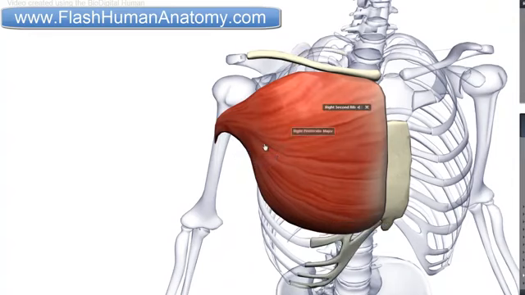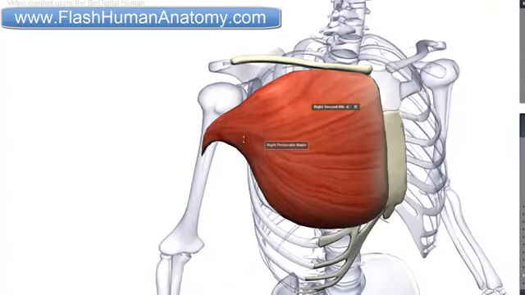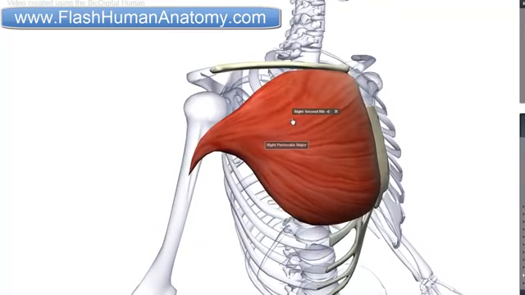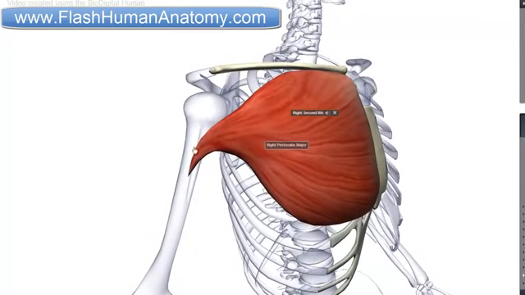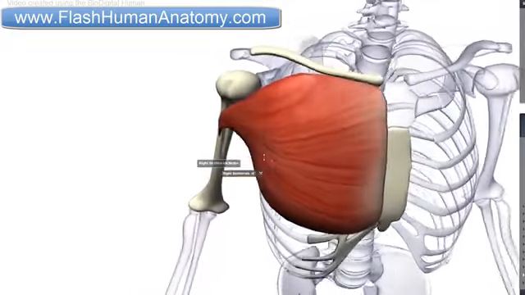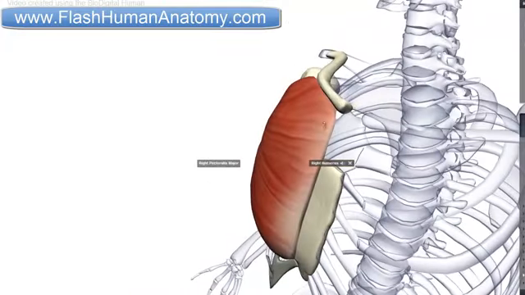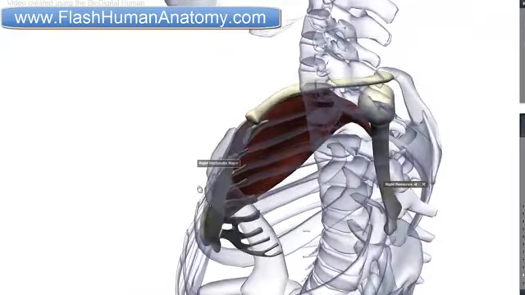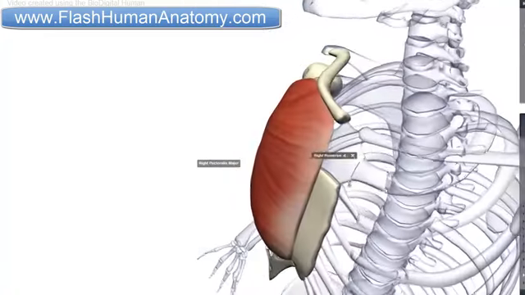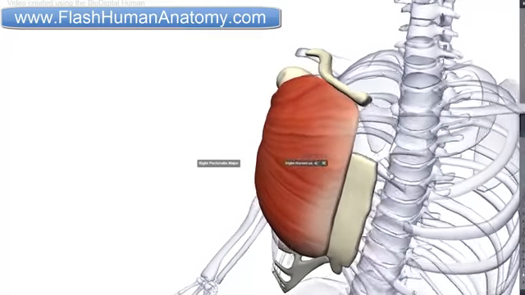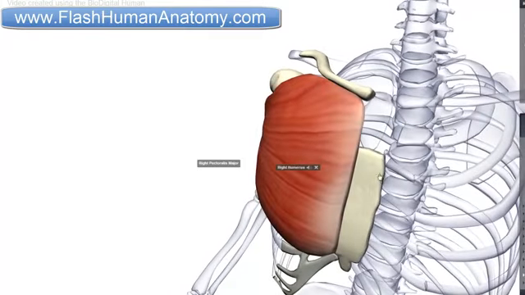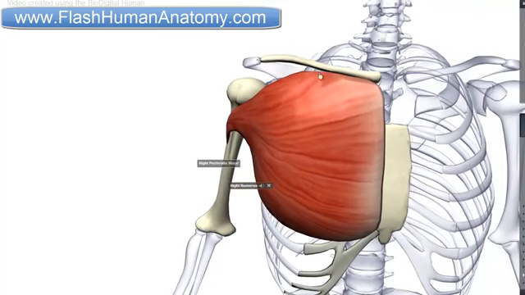Now, where does it insert? It inserts in the intertubercular groove of the humerus here. So this is the humerus. Now, because it originates from the clavicle here, and it also originates from the sternum and the cartilages, we have 2 heads of the pectoralis major. The sternocostal head down there, and the clavicular head here where it originates from the clavicle.